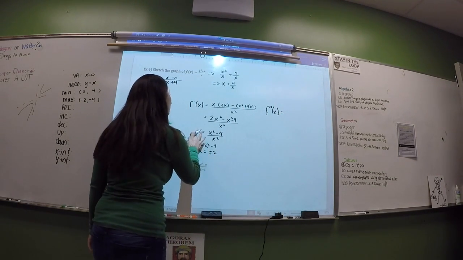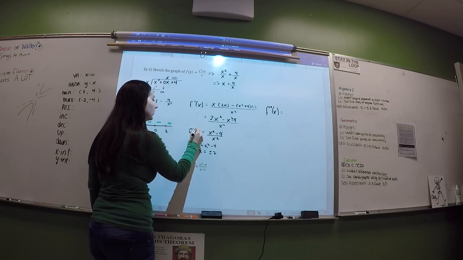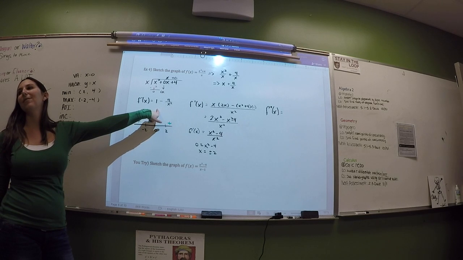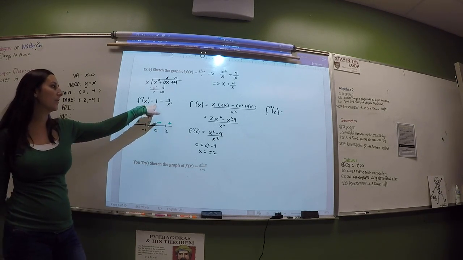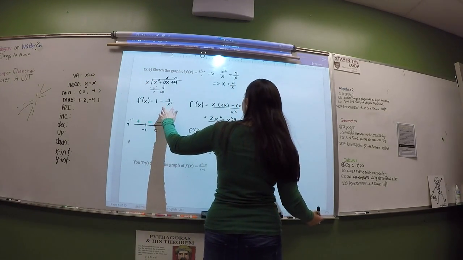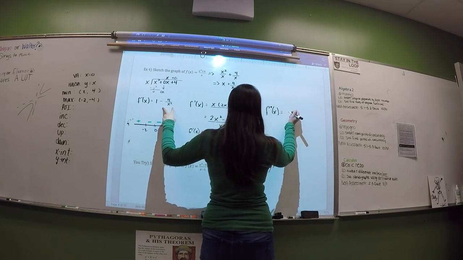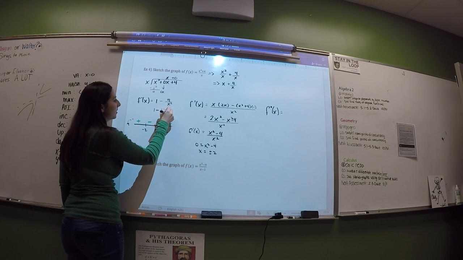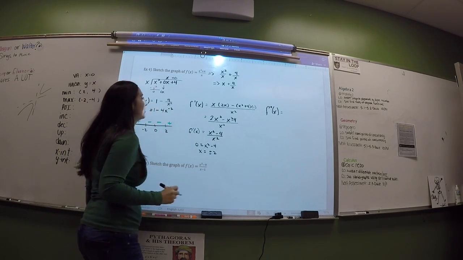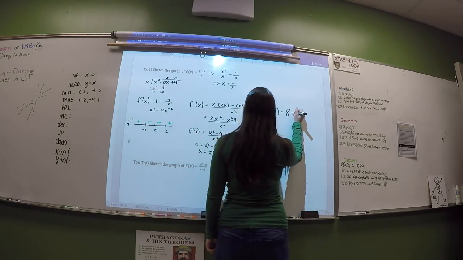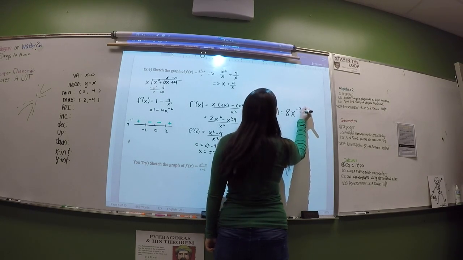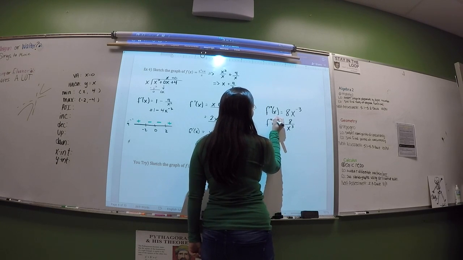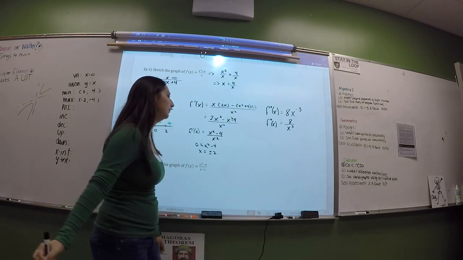So we can either use this one, which was our first derivative, or this one. I'm going to use this one because I feel like it's easier. The derivative of 1 is 0, and then this is like 4 times x to the -2. So that's going to be positive 8x to the -3. So 8 over x cubed is my second derivative.